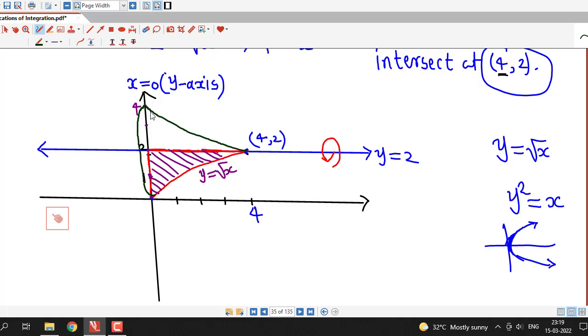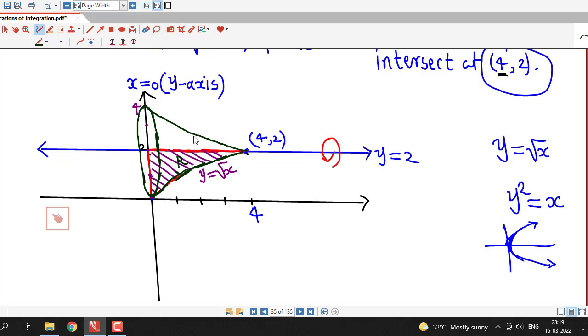Solid which we will obtain by rotating the plane region, which I have denoted by these shaded lines. This region R, if we rotate this region R about the line y equal to 2, the solid generated will look like this, and we have to find out the volume of this solid.